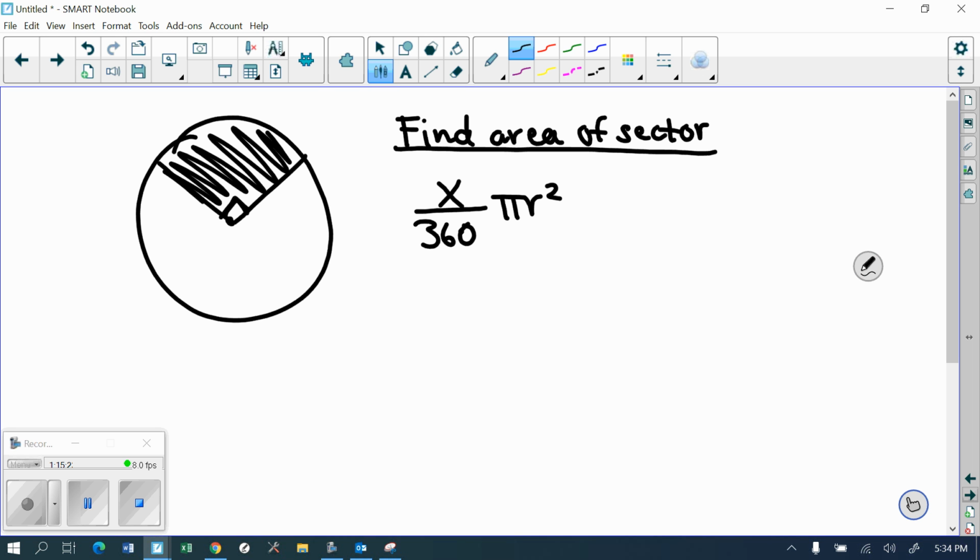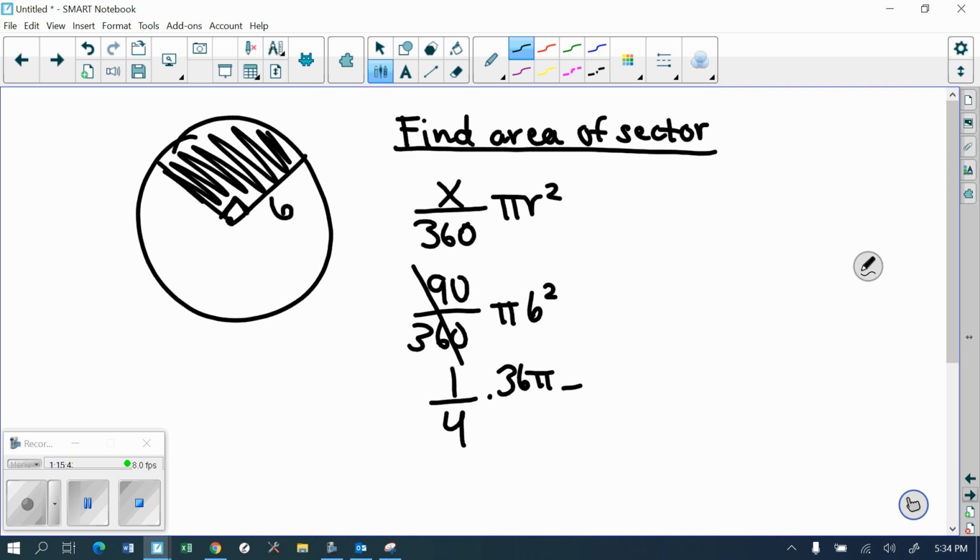And I see the right angle symbol, so I know how to put a 90 in right there. And let's put in a 6 right there. The radius, 6 squared. So now 90 over 360 cancels down to 1/4 times 36 pi. And what's 36 divided by 4? 9. 9 pi. And notice it's r squared. I did r times r, so that's degree 2, so that's area. So units squared.